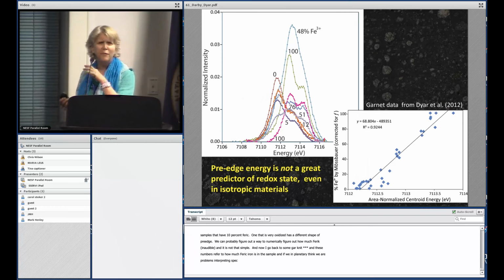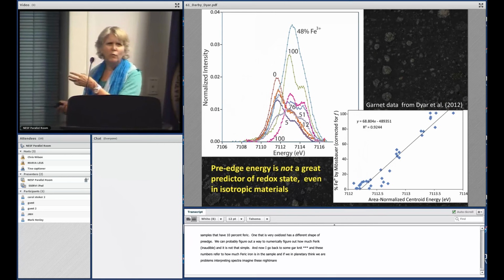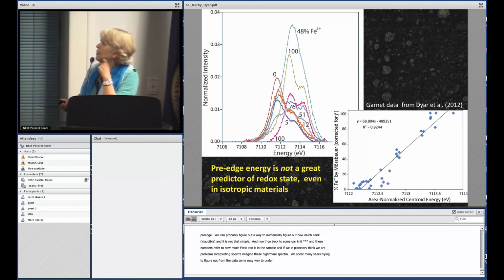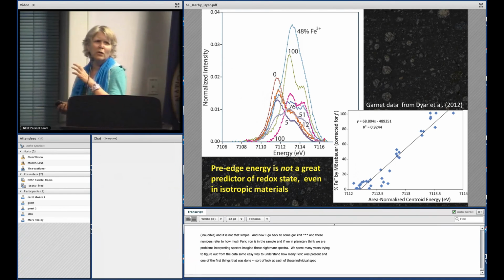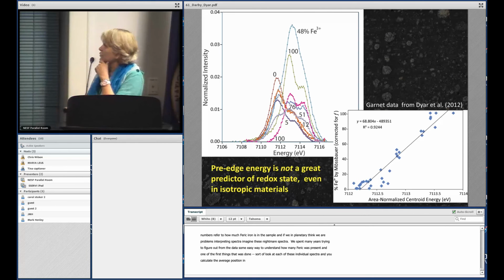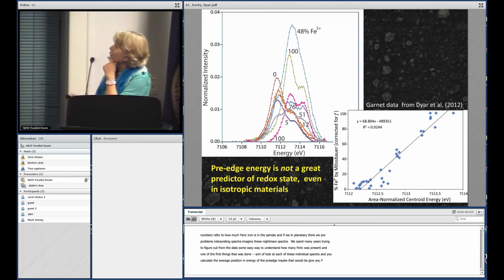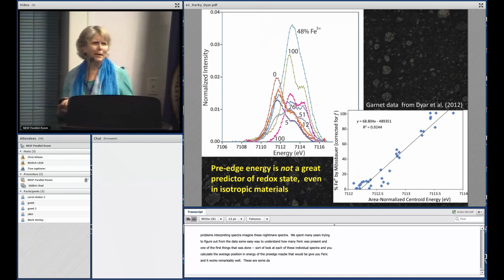We spent many years trying to figure out from these data some easy way to understand how much ferric iron was present. One of the first things that was done was based on a paper written in 1995. It was decided that maybe if you look at each of these individual spectra and calculate the average position in energy of the pre-edge, that would give you ferric iron content. And actually, it works sort of remarkably well. These are some data using that model. You get an R squared of 0.92, so you can measure ferric and ferrous if you figure out the pre-edge position and average out all those bumps.